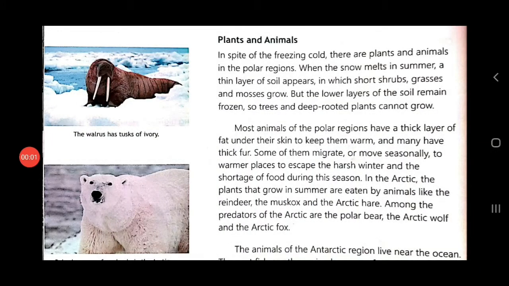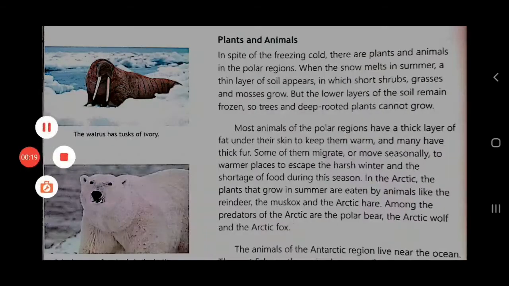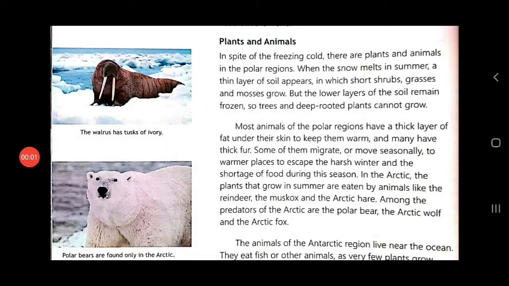Now talking about plants and animals, children, in polar regions. In spite of the freezing cold, there are plants and animals in the polar regions. इतनी ठंड होते हुए भी you will find plants and animals over here in the polar regions, okay? When the snow melts in summer, a thin layer of soil appears in which short shrubs, grasses and mosses grow.